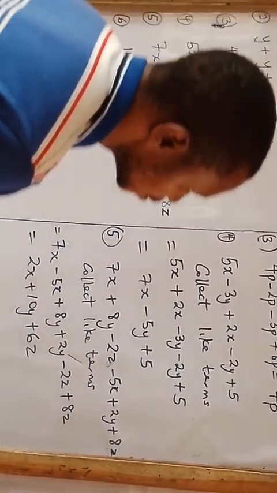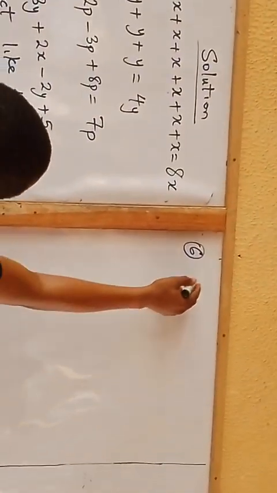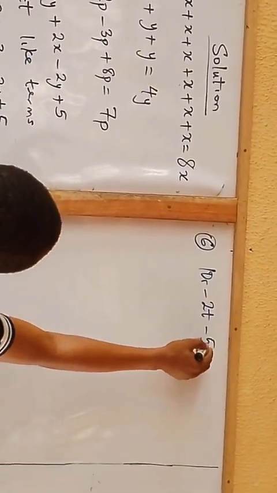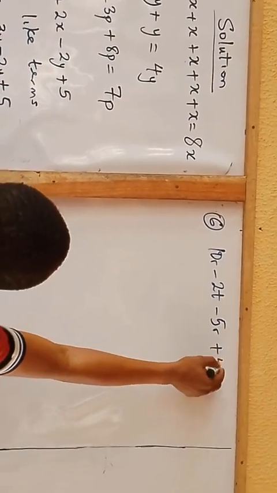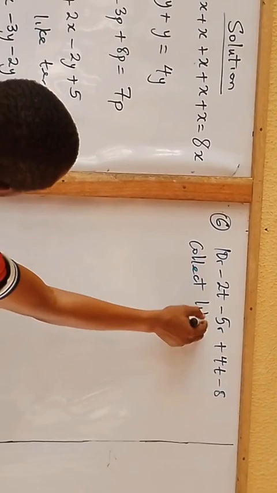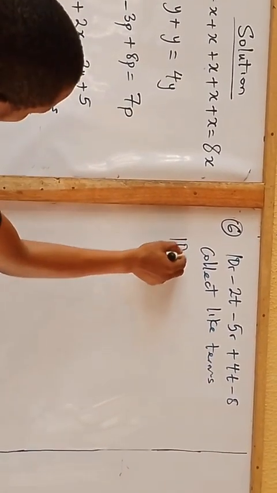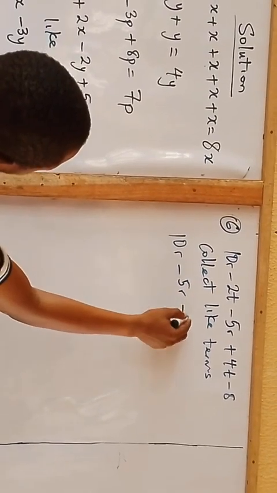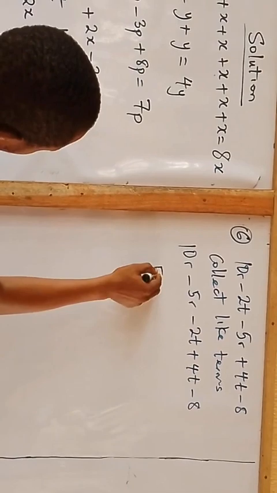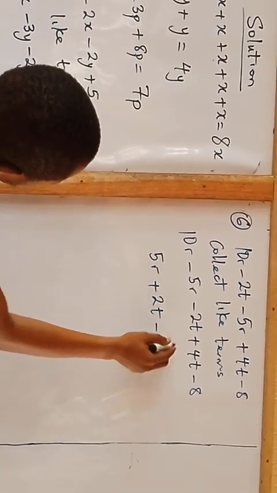And let's solve the last question for today. Number 6. We have 10r minus 2t minus 5r plus 4t minus 8. We are going to collect the like terms. You will have 10r minus 5r minus 2t plus 4t minus 8. And this will give us 5r plus 2t minus 8.